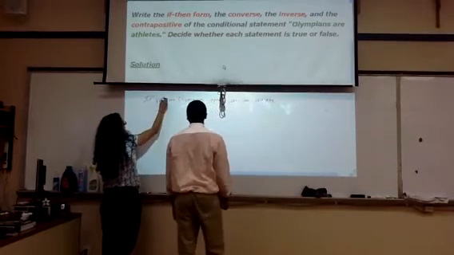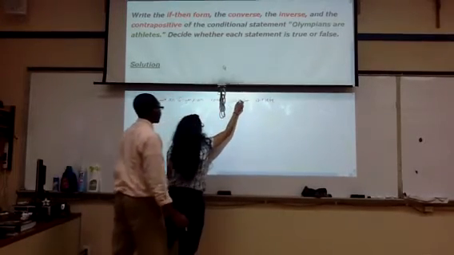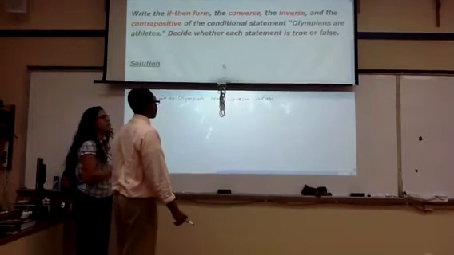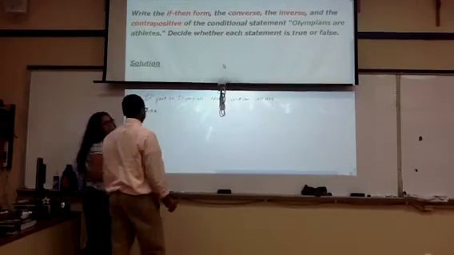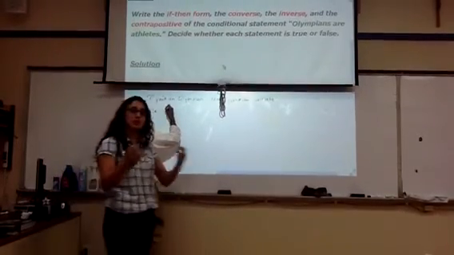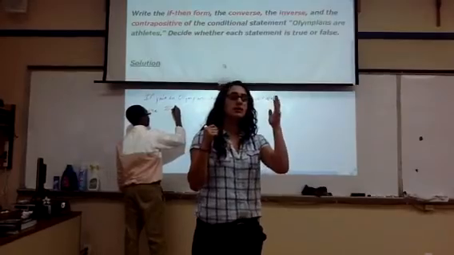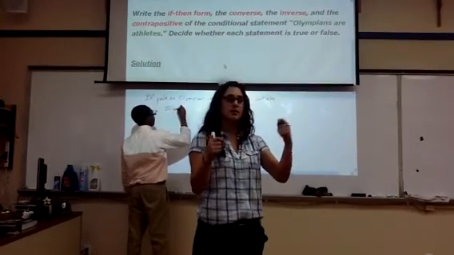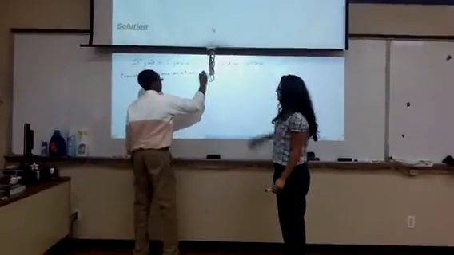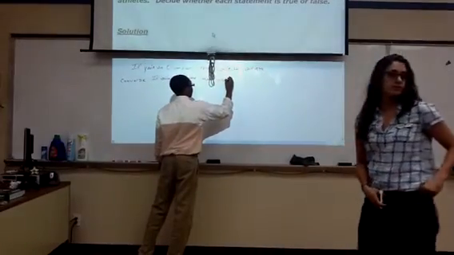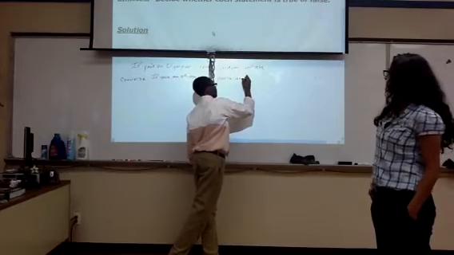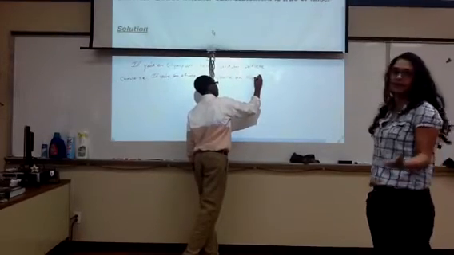What could we write? What would be the converse then? Go ahead, Ryan. So the converse again, what are we doing with the converse? Switching the hypothesis and the conclusion. So this time, if you're an athlete, then you're an Olympian. Or an Olympic athlete, right?